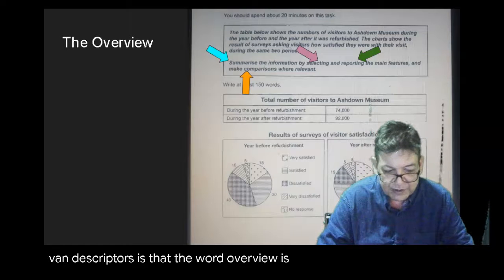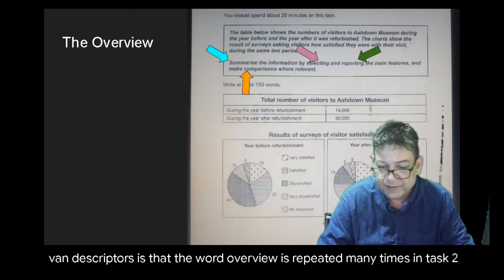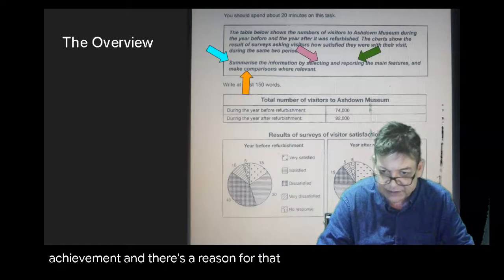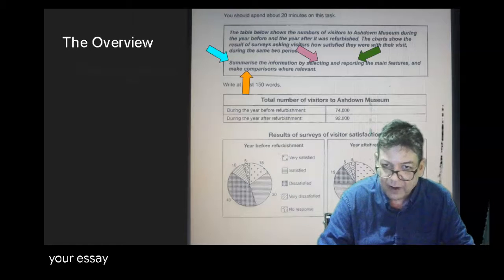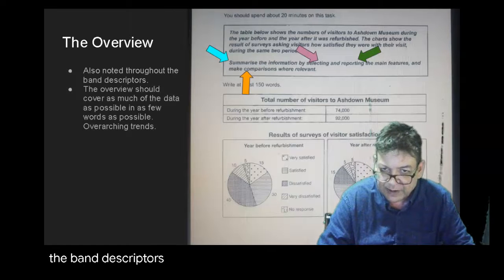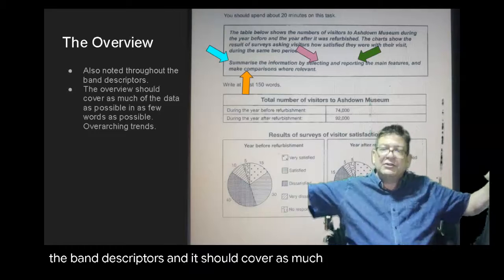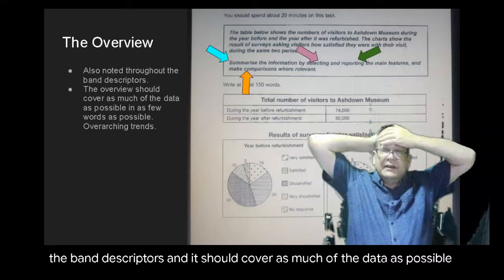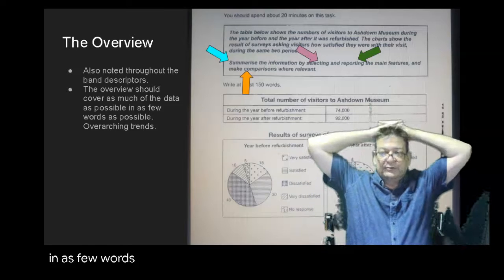Now, the other thing that you find when you look in the band descriptors is that the word overview is repeated many times in task achievement. And there's a reason for that, because it's the most important part of your essay. How would you do with your overview? Okay, it's noted throughout the band descriptors. It should cover as much of the data as possible in as few words as possible.